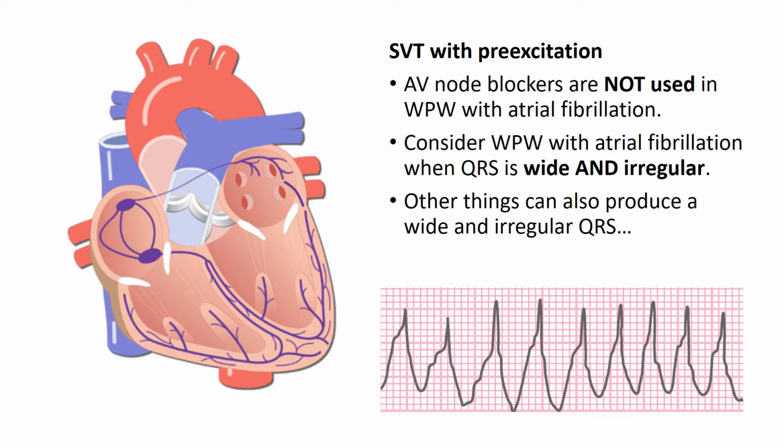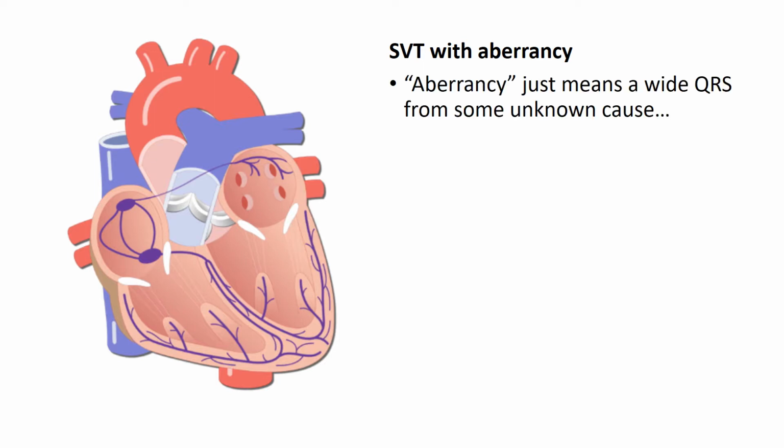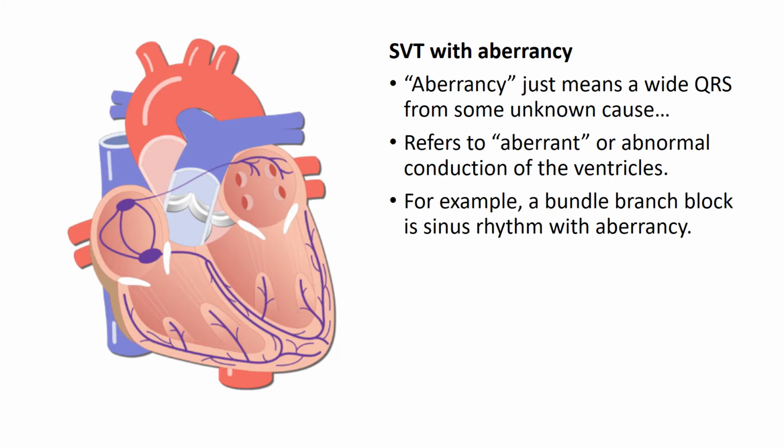Now that I've said that, just to drive you crazy, there are other things that can produce a wide and irregular QRS as well that you need to be aware of. Which brings us to our next topic, which is SVT with aberrancy. Aberrancy just means that there's a wide QRS complex, and I just can't identify why it is. It's supposed to refer to aberrant conduction to the ventricles or just abnormal conduction to the ventricles. And a good example of aberrancy would be a bundle branch block.